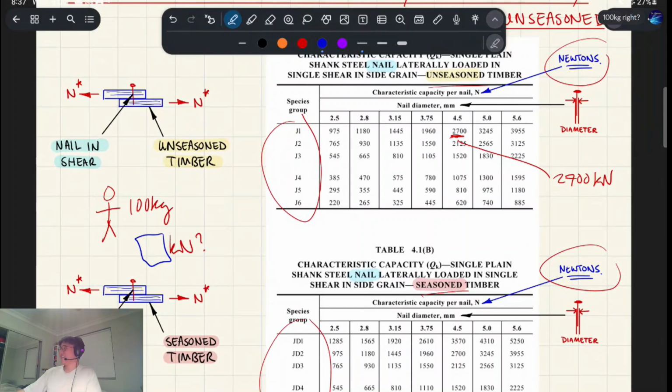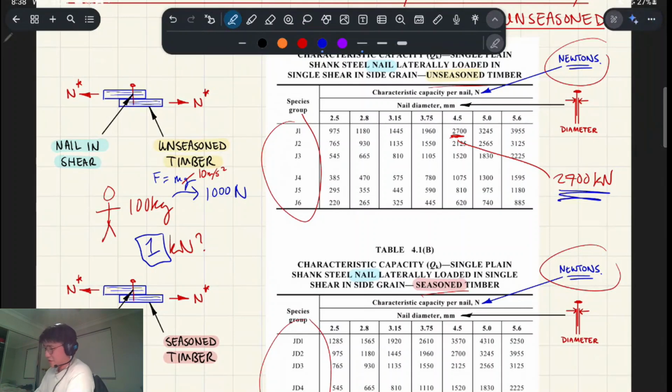Oh, sorry. The question was, if he weighs 100 kilos, how many kilonewtons does he weigh? So, I'll just tell you. Let's just say gravity's 10, right? Meters per second squared or whatever. 100 kilos is 1,000 newtons, right? And that's 1 kilonewton. That's an easy way to remember it. So 100 kilos is 1 kilonewton.